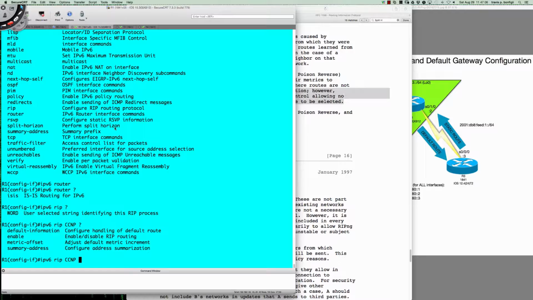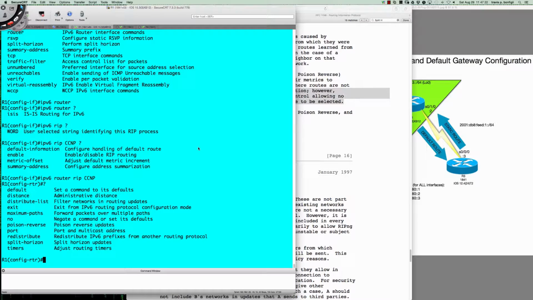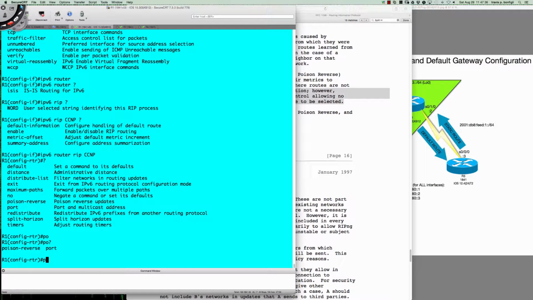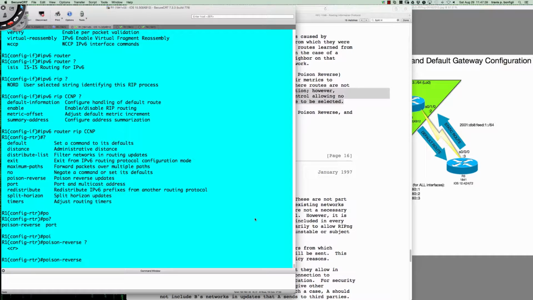So do we have per interface control here? I don't see it, right? So how would we deal with and manipulate Poison Reverse? Well, if I was to say IPv6 router RIP CCNP and do a question mark from the RIP configuration, you can see that here's our split horizon setting and here is the Poison Reverse setting. So let's see, can we handle it not at the interface level? Poison Reverse.